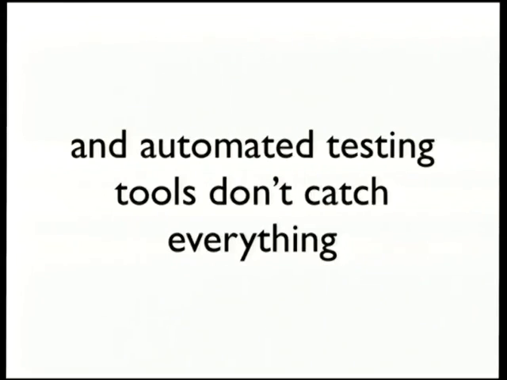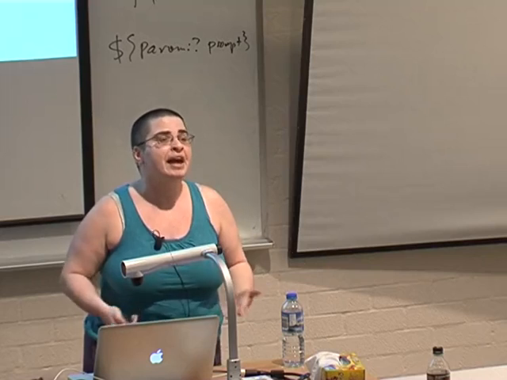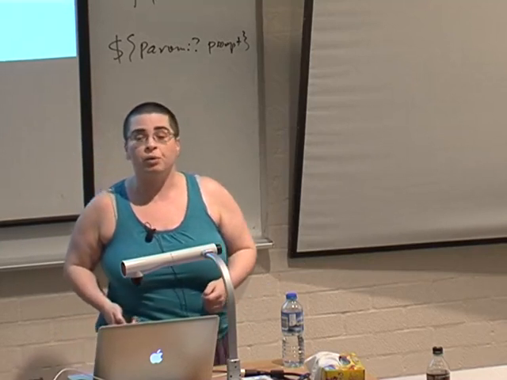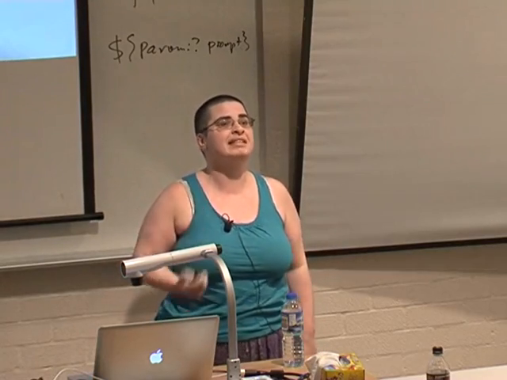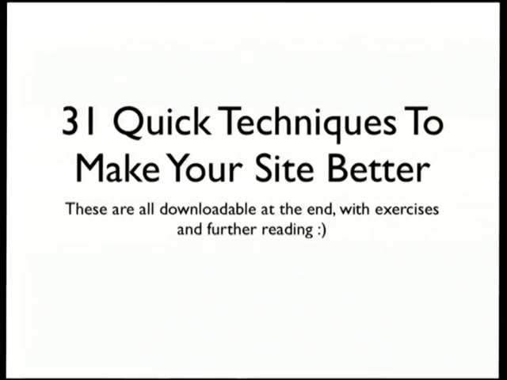They don't catch everything. As a matter of fact, a lot of times what they do is simply highlight places where you need a human decision. They can't catch everything because so much of this is subjective. So, we have a problem, that's okay. I'm going to throw up the accessibility bat signal, and I'm going to teach you 31 quick techniques to make your site better.